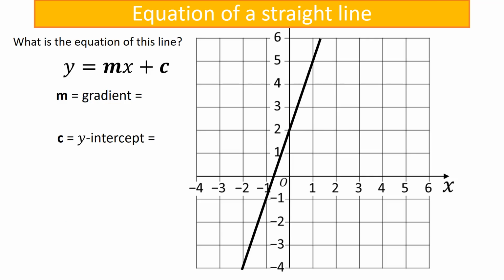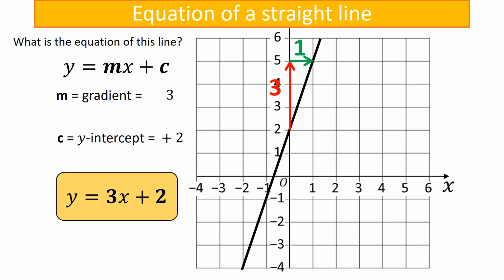And the next example, I need to do the same thing. So first I need to find the gradient. The change in y is 3, the change in x is 1, so the gradient is 3. And the line crosses the y-axis at positive 2, so that is the y-intercept. I put it all together and I get the equation, which is y equals 3x plus 2.